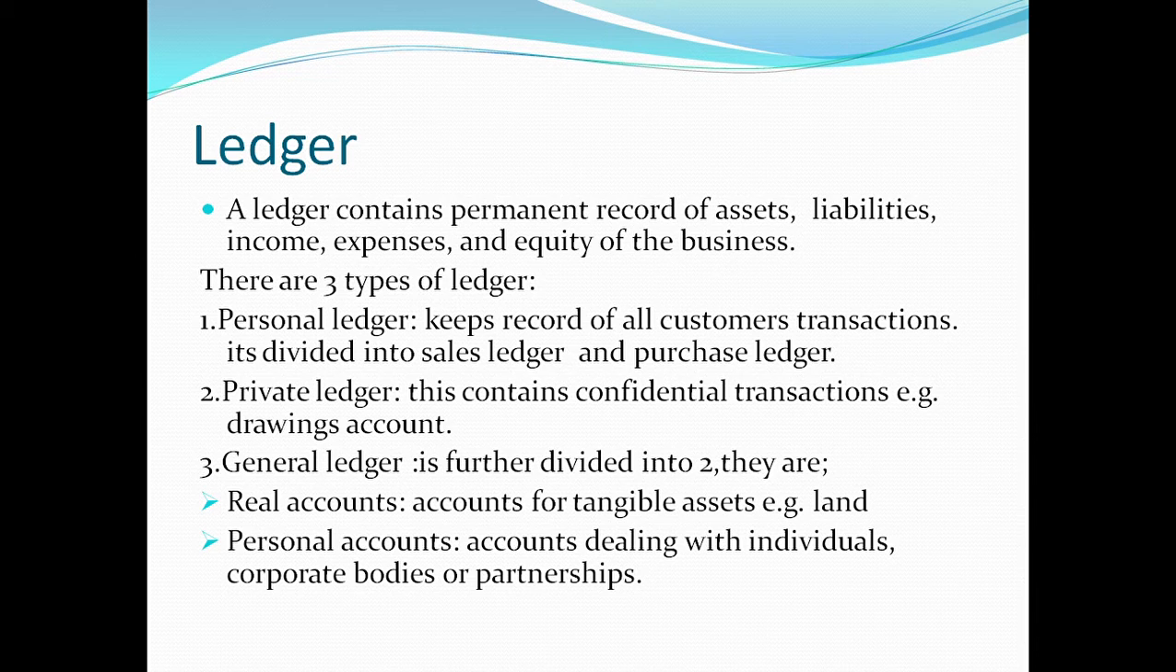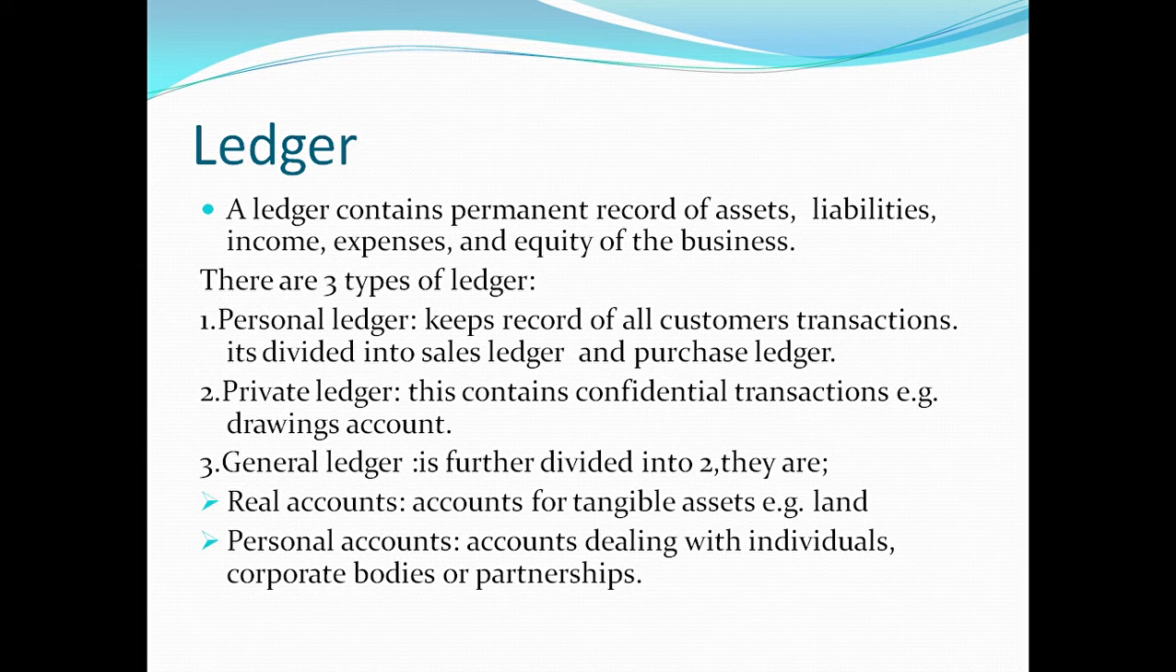Now we have three different types of ledger. We have the personal ledger, private ledger, and the general ledger. From the word personal, we're referring to customers, and we say it keeps record of all customers' transactions divided into the sales ledger and the purchase ledger. Number two, we have the private ledger, and from the word private, we relate it to privacy, and this contains those confidential transactions like the drawings account, the current account, or even the investment account.